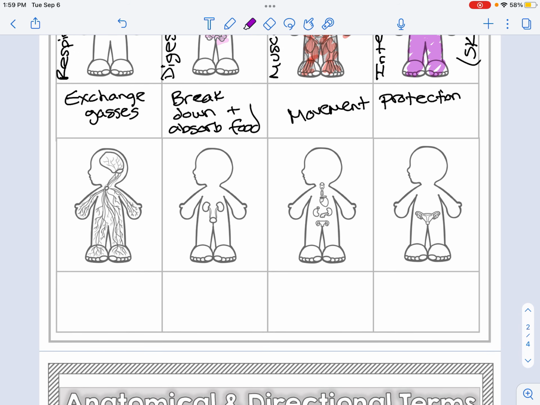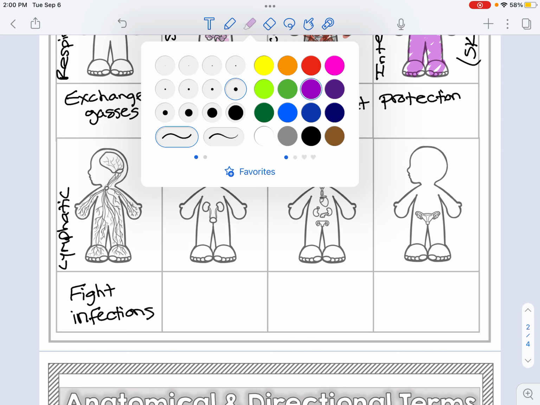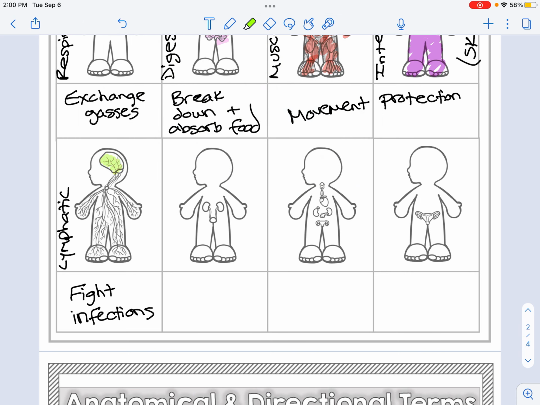Bottom row. There's one that kind of looks like the brain, but it's not. It's the system that nobody ever hears about. The lymphatic. And it does work with your cardiovascular system, but it's separate. And its job is to fight off infections. When we get to that part, I'm grouping lymphatic with cardiovascular and respiratory because they all go together.